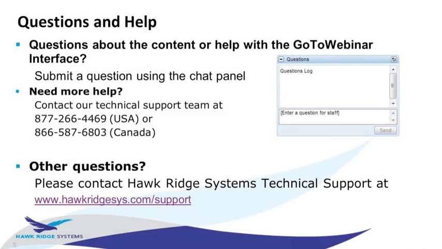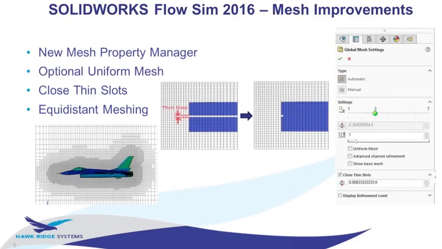Let's dive into some of the content for what's new in SolidWorks Flow Simulation and Plastics 2016. We're going to start with flow simulation here. One of the big changes for flow simulation in this release of SolidWorks is to the mesh, the way that the mesh is set up in the PropertyManager, and some new options that will hopefully make your day a lot easier when it comes time to generate that mesh on the new solid model.